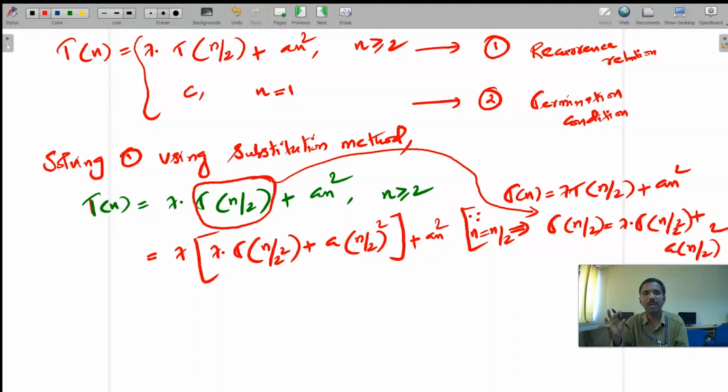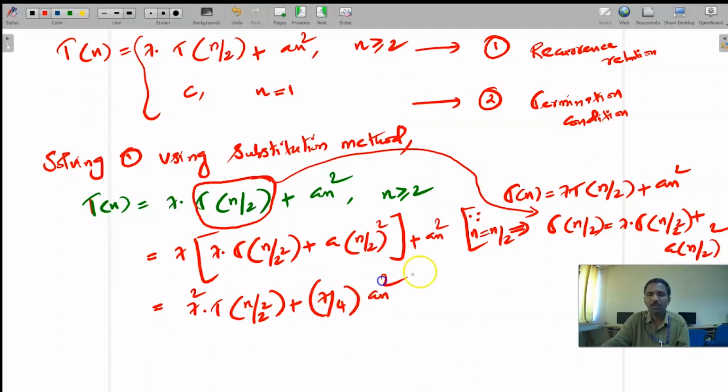We need to simplify this equation one step further. 7 into 7, let's write as 7 square into T of n divided by 2 power 2, plus this is written as 7 by 4 into A n square, because A into n by 2 whole square, that is A into n square by 4, becomes 7 by 4 A n square. Plus the term A n square is written as it is.